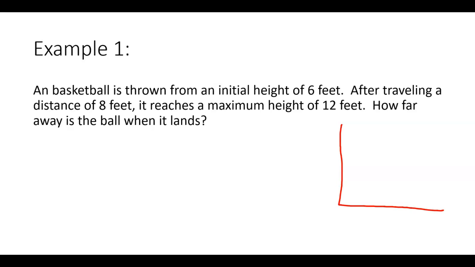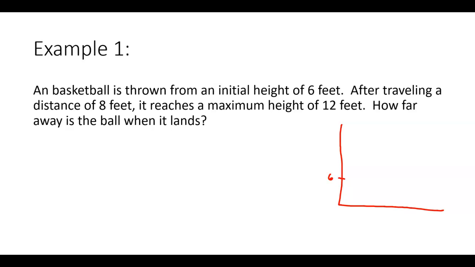Is it starting from the ground or is it starting from a height above the ground? It's starting from a height above the ground. How high up above the ground is it? Okay, so I'm going to put a mark. I'll put 6. So that's kind of like our starting point, right? 6 feet up off the ground.